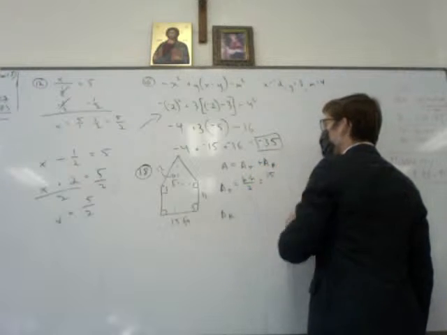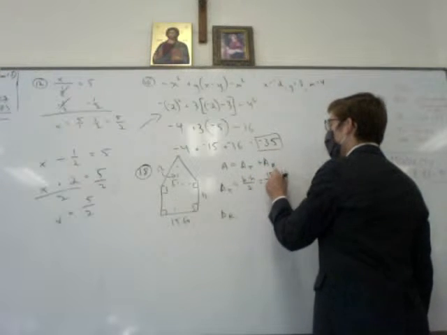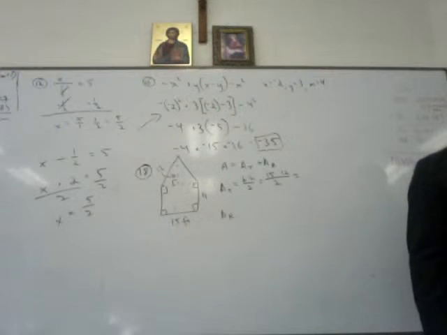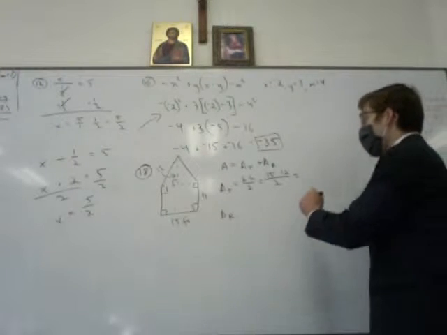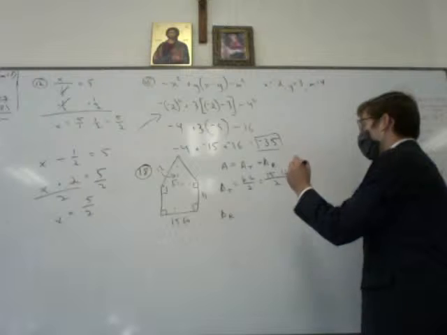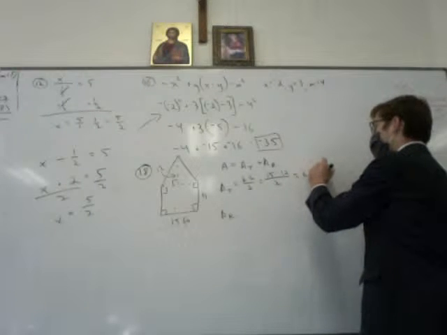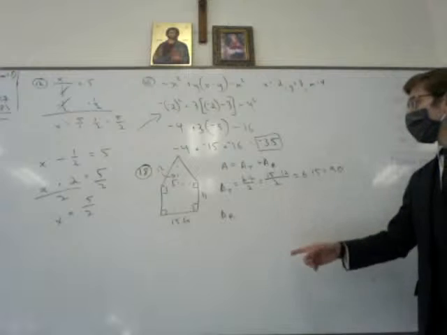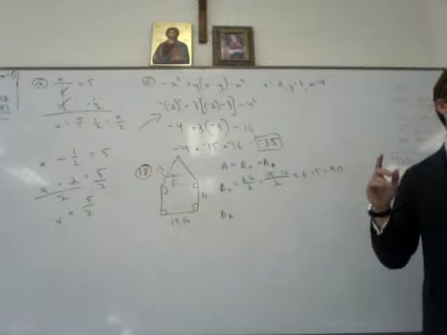What's the height of the triangle? 12 divided by 2. What are we going to get? 108 divided by 2 is... it's like 6 times 15, so 90. Right. So remember with this, we can also think of it as 1/2 times the base times the height.